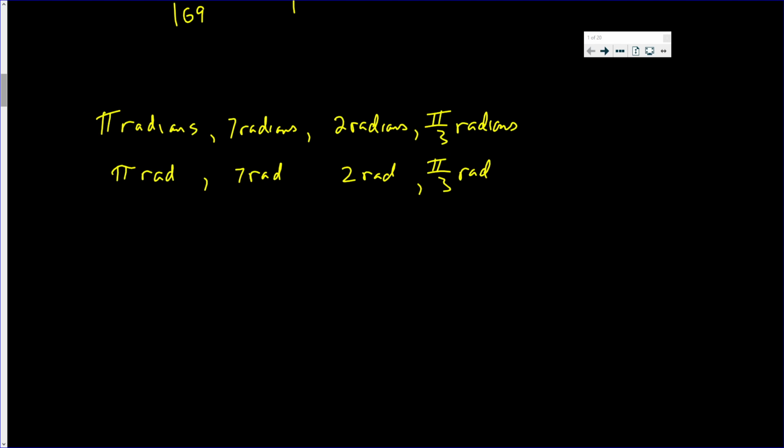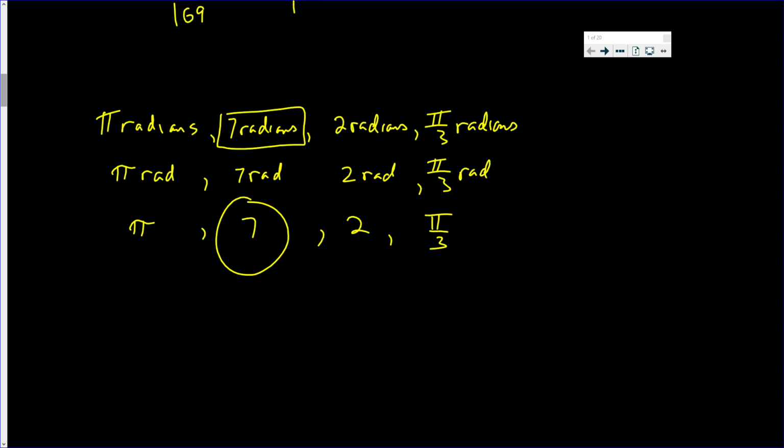But more commonly, if we're talking about an angle and it's in radians, you don't have to say the radians. So if we know that we're talking about an angle and we say 7, that means 7 radians. If we say 7 degrees, that means it's 7 degrees. We can say pi, we can say 2, we can say pi over 3. For example, this will be approximately 3.1415, because pi is approximately 3.1415.